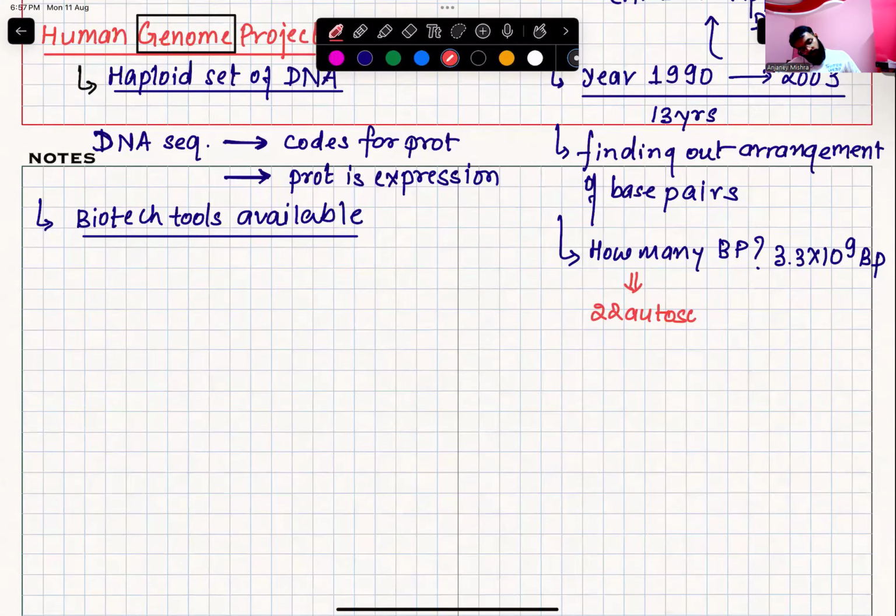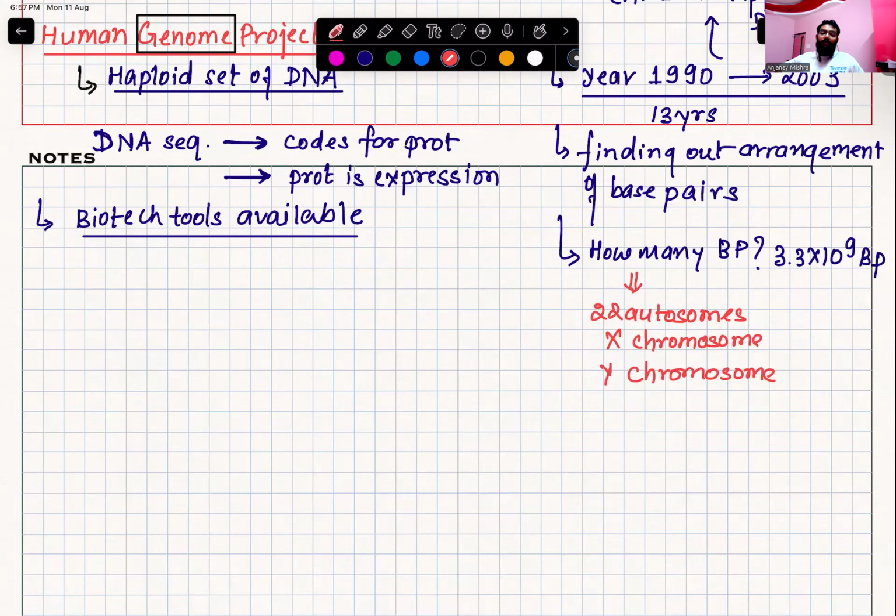22 autosomes, 1 X chromosome and 1 Y chromosome. DNA was not obtained from a single individual, beta. It was obtained from different individuals, and the identity of those people has always been kept private. Nobody knows who those people are, but mostly they were from European origin only.